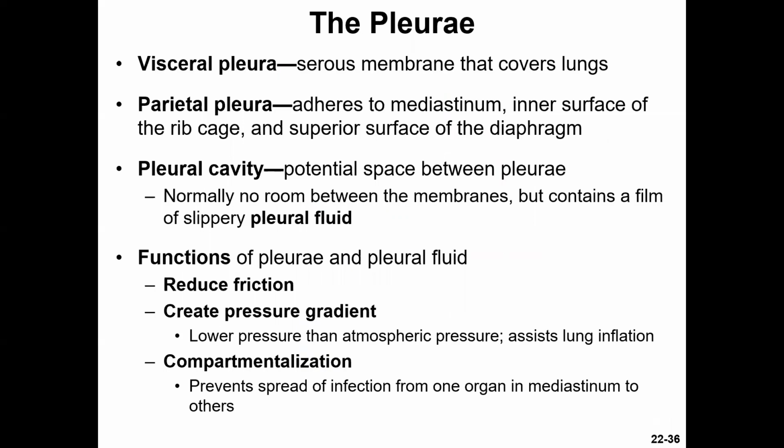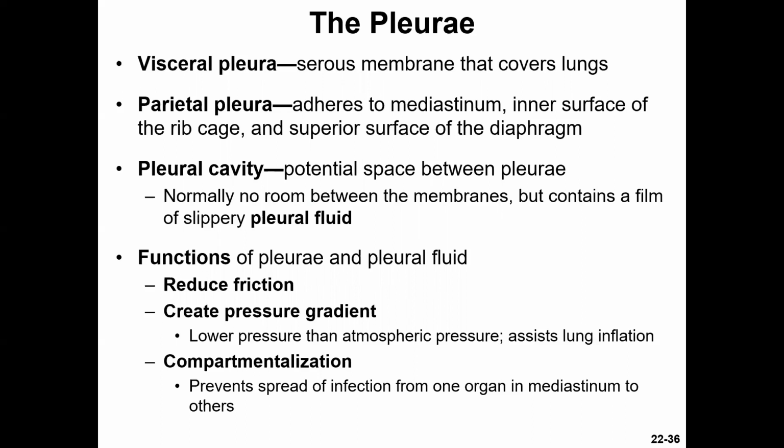Okay, when we talk about the pleura, the visceral pleura is the serous membrane that covers the lungs. The parietal pleura adheres to the mediastinum, the inner surface of the rib cage, and the superior surface of the diaphragm. The pleural cavity is the potential space between the pleura. Normally, there's no room between the membranes, but it does contain a film of slippery pleural fluid.